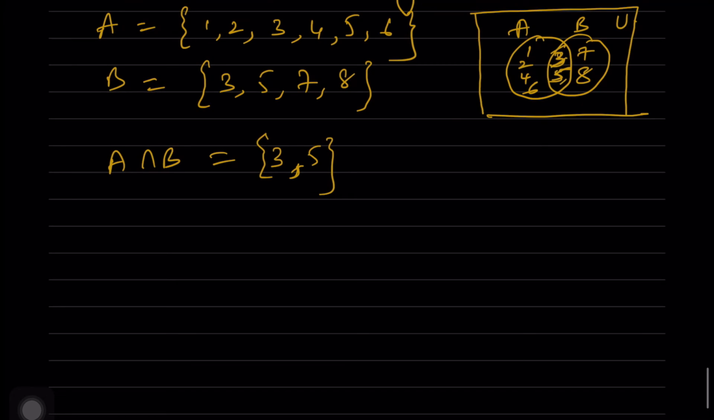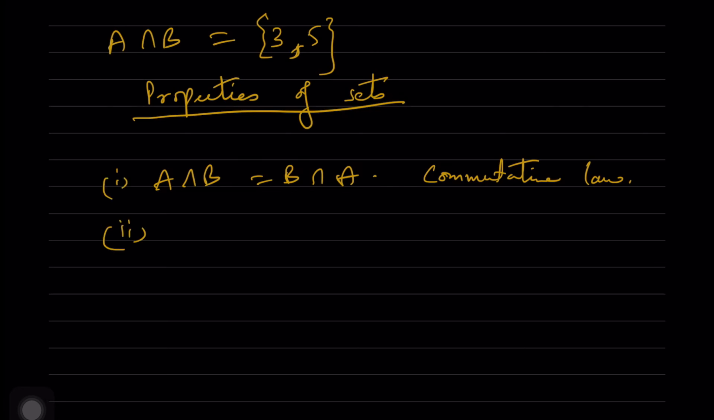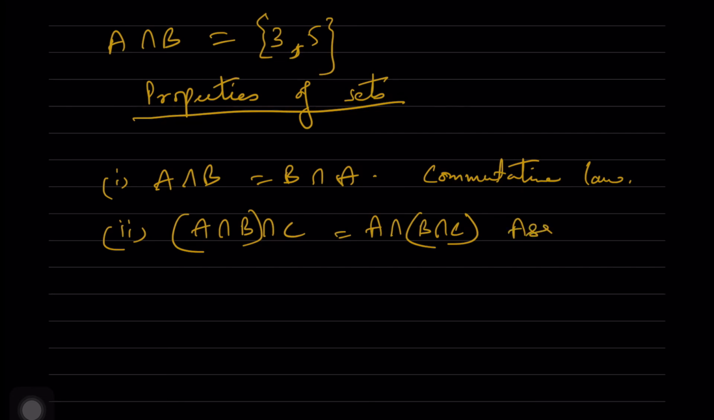Now you are having properties of these sets also. What are the properties of intersection of sets? Here you are having A intersection B is equal to B intersection A. This is nothing but commutative law. Next you are having second, what is your associative? A intersection B intersection C is equal to A intersection B intersection C. This is associative law.